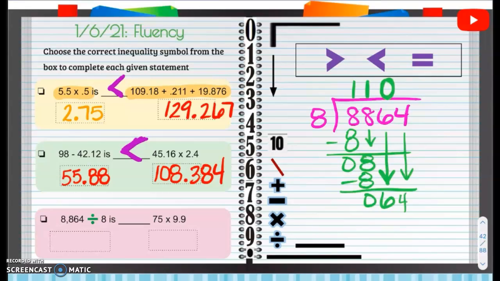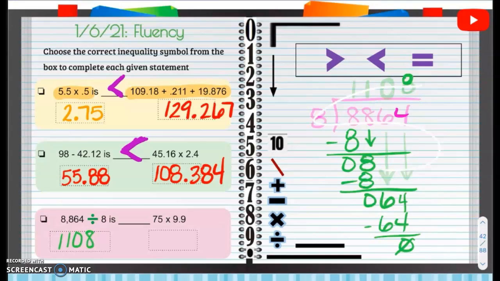How many times can 8 go into 64? I ate and I ate till I got sick on the floor. 8 times 8 is 64. So 8 times 8 is 64. No remainders, nothing else to bring down. So our answer is 1,108 here. Let's take a look at the next one.